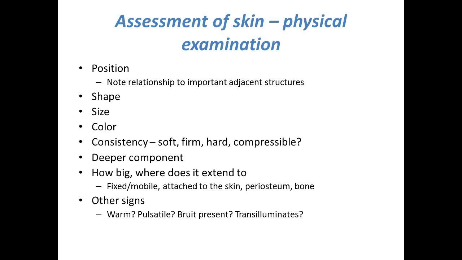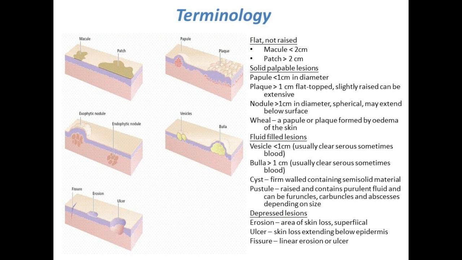So when you're examining the rash, try and note the distribution, the position, the shape, size, color, the consistency, any deeper structures that it may be affecting, and where does it extend to? Is it attached to the skin, to the periosteum, to the bone? Are there any other signs? Is it warm, pulsatile? Are there any bruits? Does it transilluminate? Any other special examination techniques?